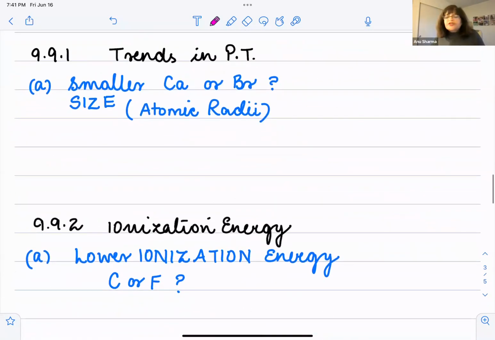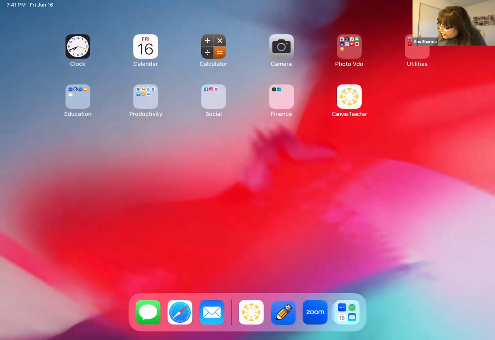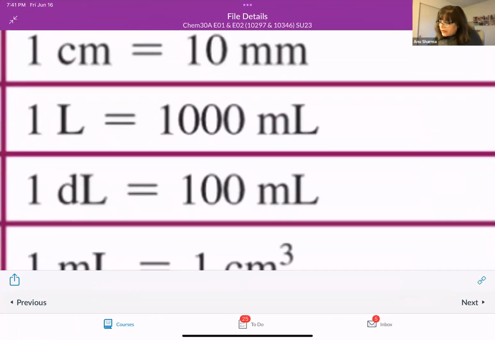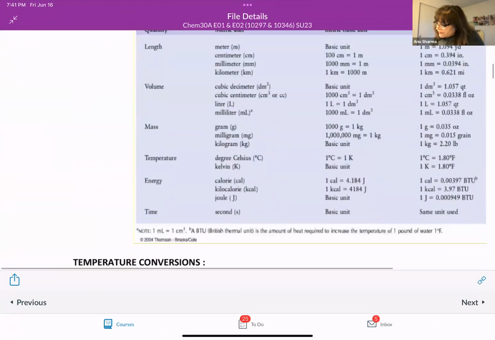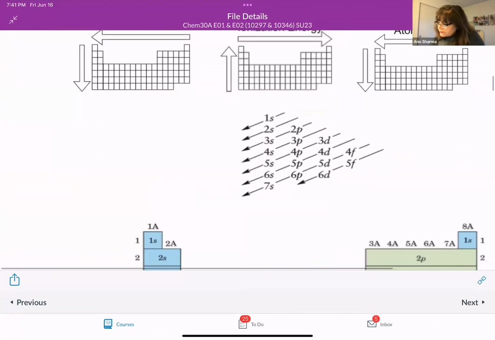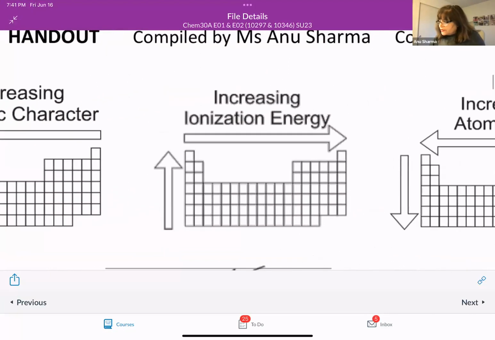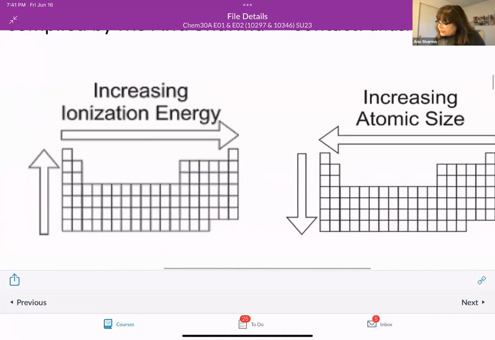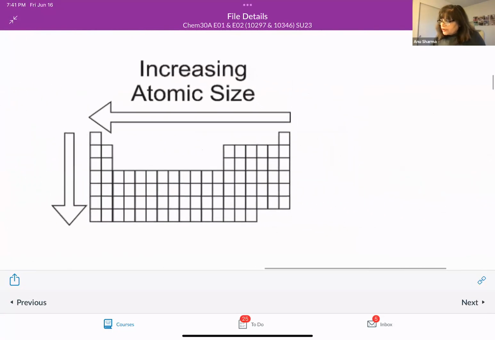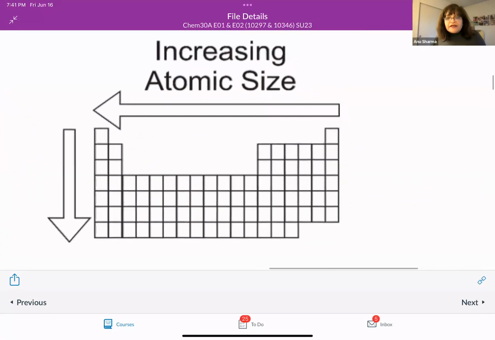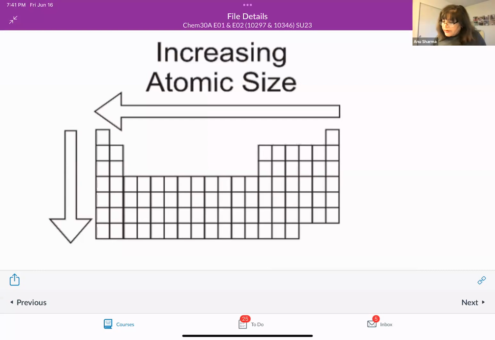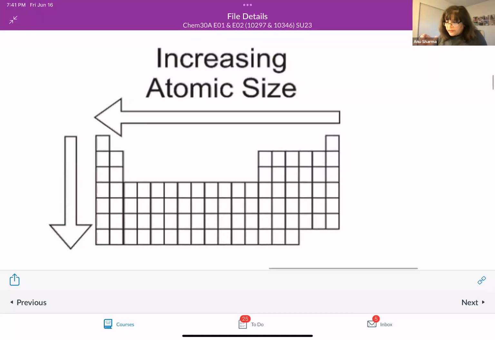Now we are going to look at the trends in the periodic table. You guys have your handout, and in the handout, I have given you these trends. So you just have to understand them. In the trends, first of all, the ionization energy and the atomic size. By the atomic size, we mean radii, the radius. Half of the diameter is the radius.